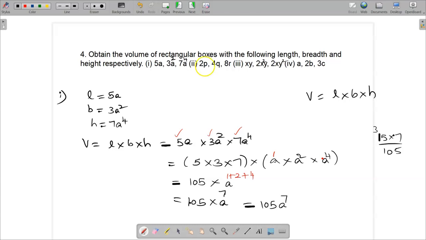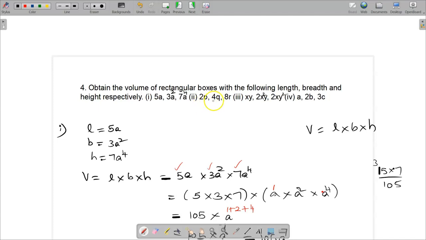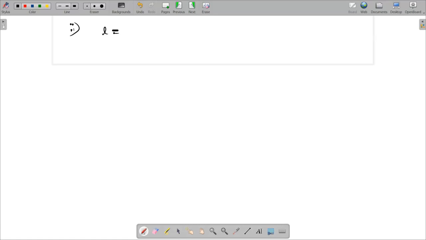So, coming to the second problem. We have length is equal to 2p, breadth is equal to 4q, height is equal to 8r. So, volume is given by length into breadth into height. So, it is 2p into 4q into 8r.